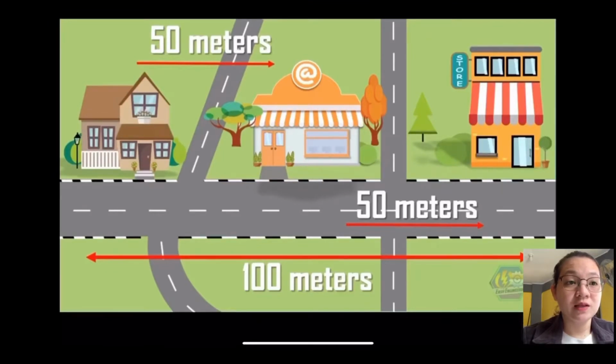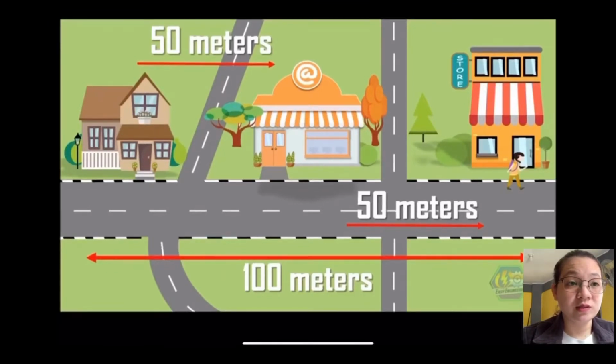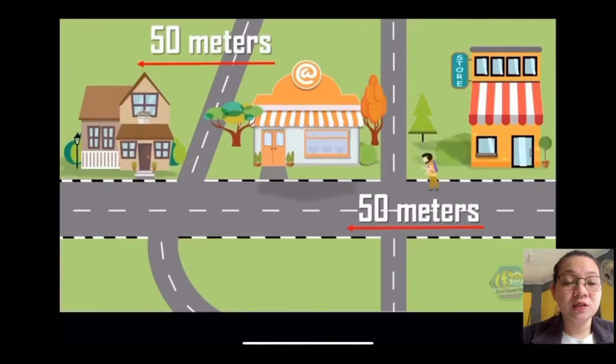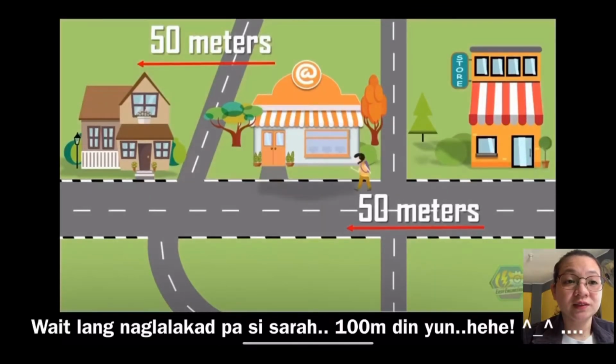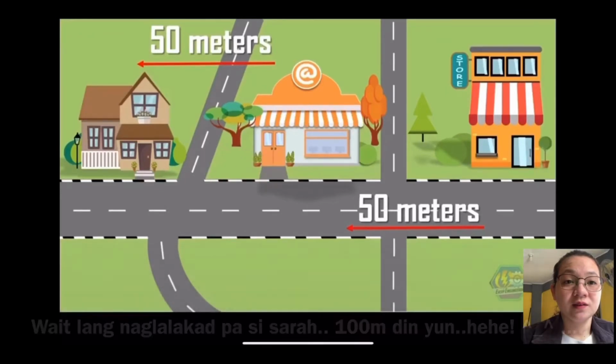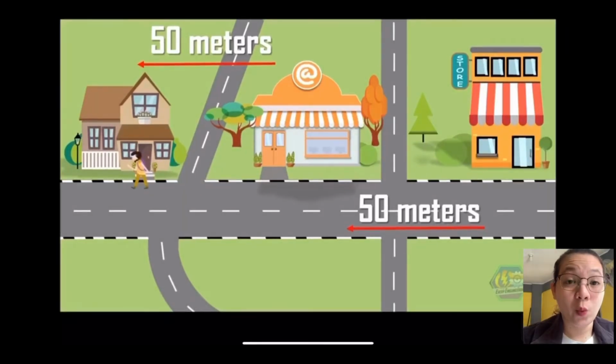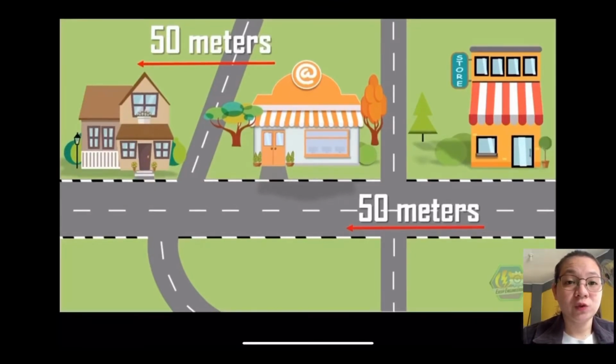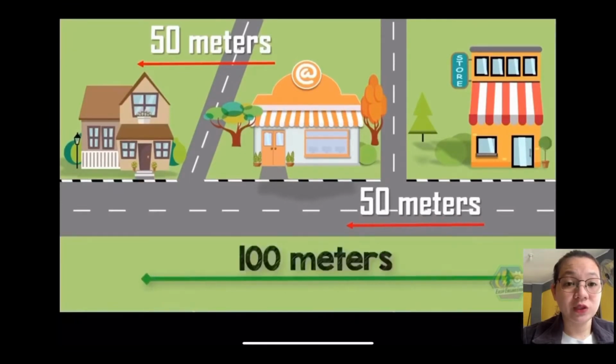Miss Minchin asked Sarah to buy stuff from the sari-sari store. The distance that she walked is 100 meters. Then afterwards, she moved back to their house. Question is, what is the distance of Sarah? For my students, please choose the correct answer.